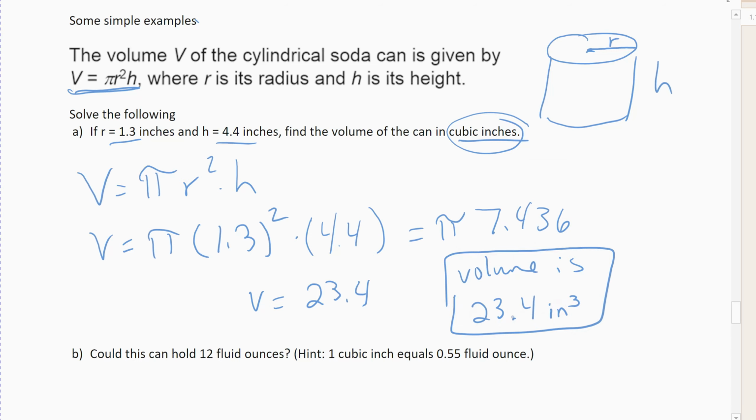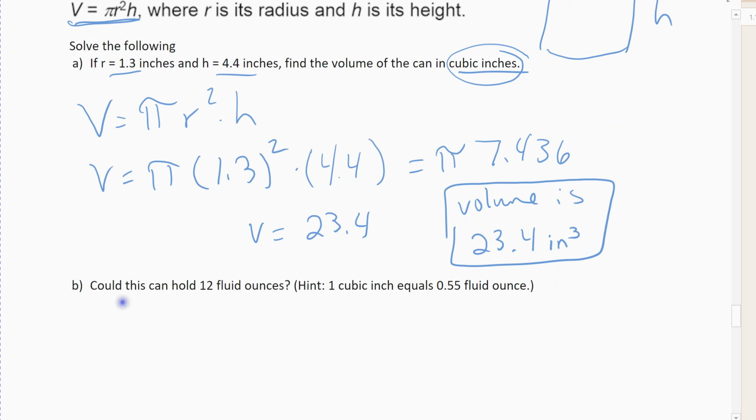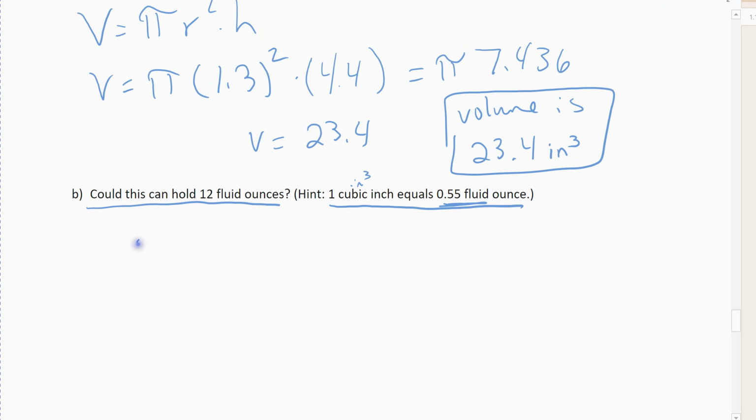The second part of this question is, if this is the can and this is its volume, it can hold 12 fluid ounces. I know that for every cubic inch, that would be the inches cubed, it holds 0.55 fluid ounces. And so this is a conversion. I've got to convert my cubic inches to ounces to see how many ounces this can holds. So what we do is, again, you use your units here. I had 23.4 inches cubed. For every 1 inch cubed, it's 0.55 ounces.